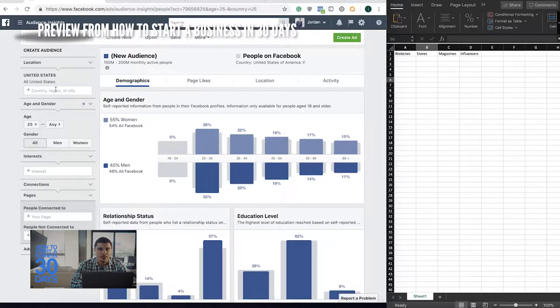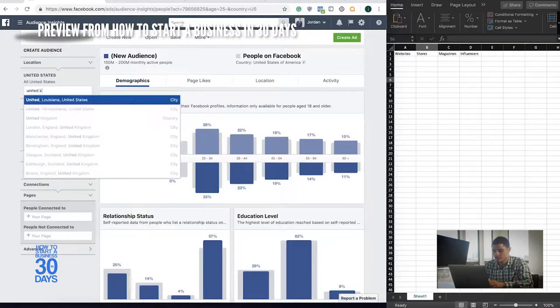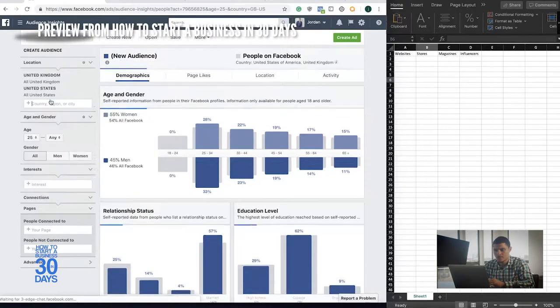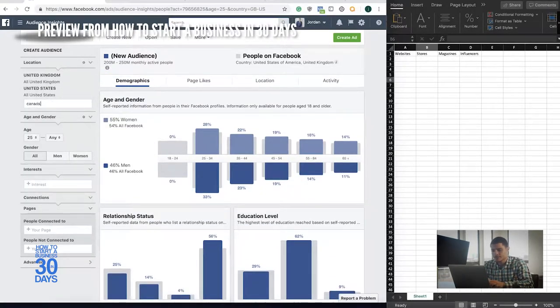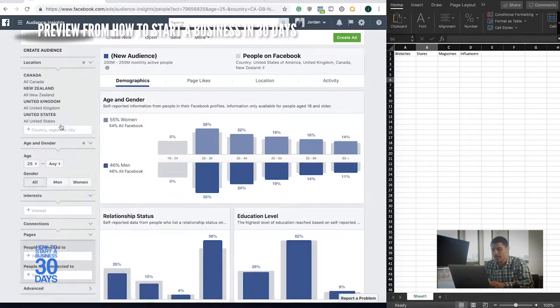Now we're going to look at the countries. There's a big 5 countries that you're going to want to target if you want to have a successful ad campaign. You don't want to target a lot of countries because some countries aren't going to give you that much feedback. They're not necessarily going to speak the language that's going to be in the ad copy, et cetera. So the big 5 countries are going to be United States, United Kingdom, Canada, New Zealand, and Australia.